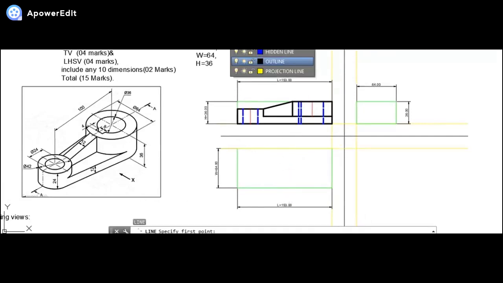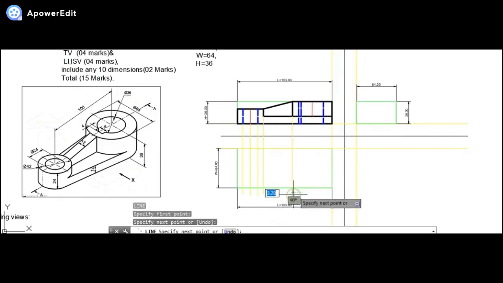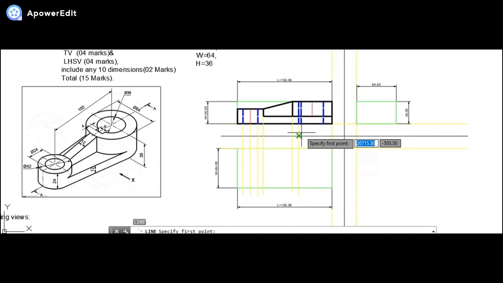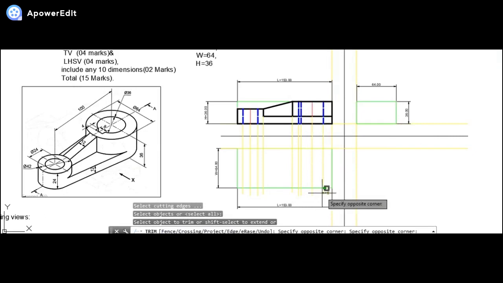The top view construction will be quite easier, and we can just get the projections one by one. All the projections for the top view. Okay, so once we are done by taking all the projections, now let's just go for the top view.